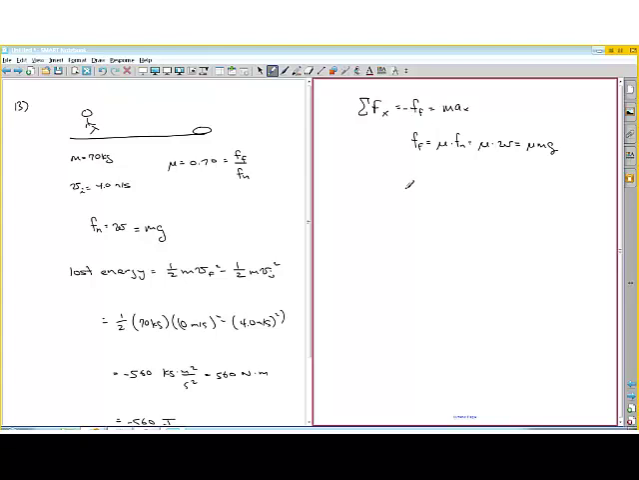So we plug that in there, you would get minus mu m g is equal to m times a sub x. Mass cancels out. And so a sub x is just equal to negative mu times the acceleration due to gravity. And mu is 0.7, g is 9.8 meters per second squared, and you have 9.8 times negative 0.7, and so his acceleration would be negative 6.9 meters per second squared.